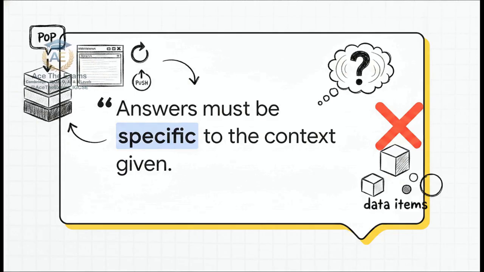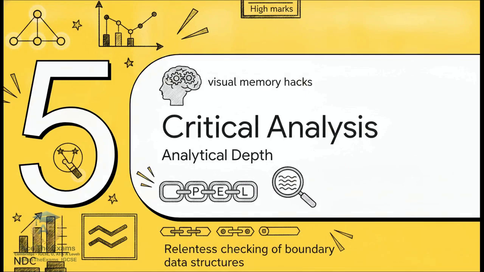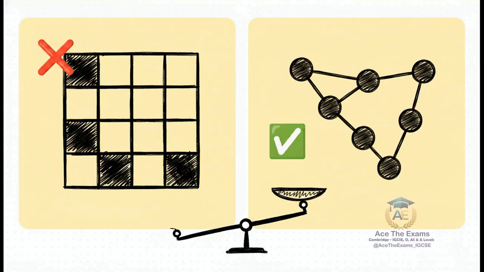You need to adapt. You need to say, when the user clicks undo, the previous text state is popped from the stack. You must mold your technical knowledge to their highly specific scenario. Section 5. Critical Analysis Mastery. This is where we achieve true analytical depth. Top-tier Cambridge answers don't just list facts. They compare approaches and evaluate alternatives with rigorous, justified recommendations.